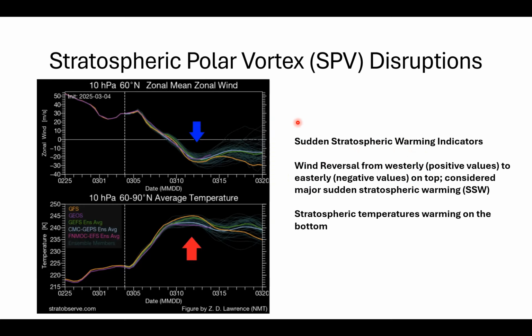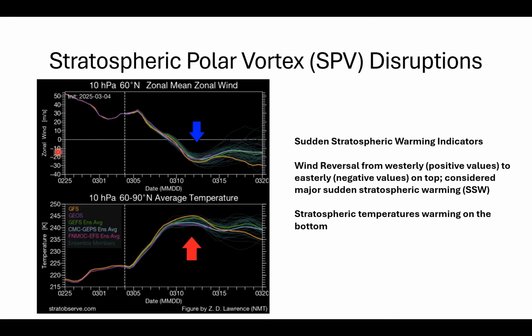Some of the indicators for sudden stratospheric warming events are available from ZD Lawrence on websites out there over the internet. When you're looking at these indicator tools, we're looking at 10 hectopascals, so 19 miles above the ground, at 60 degrees north latitude. We're looking at the zonal mean zonal wind in the upper diagram.